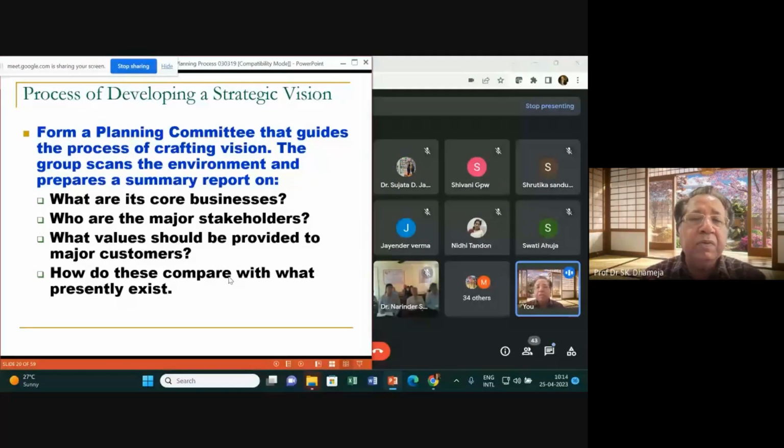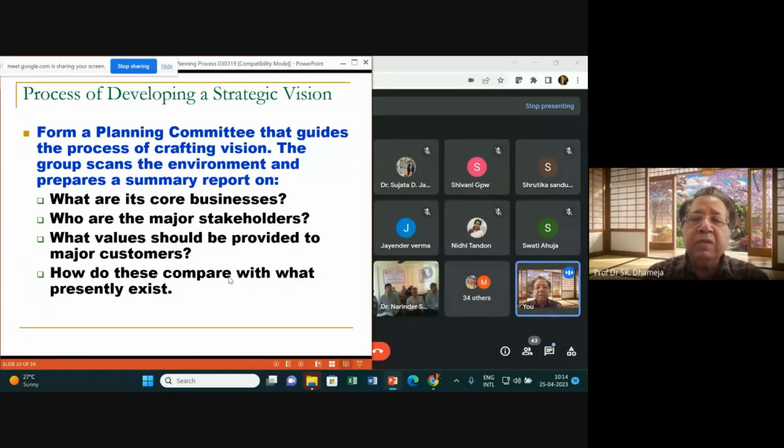Like in your case, you're all basically academic institutions. So, your main aim is education and maybe research, maybe training. These are some of the core businesses. Who are the major stakeholders? What values should be provided to the major stakeholders? How do these compare with what presently exists?